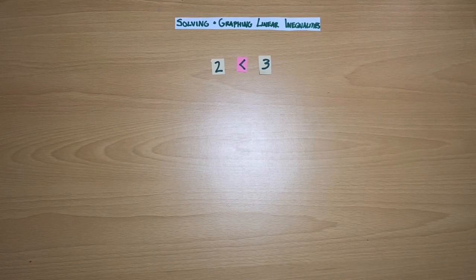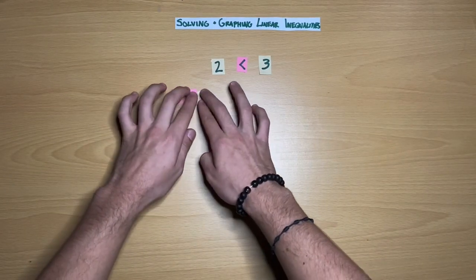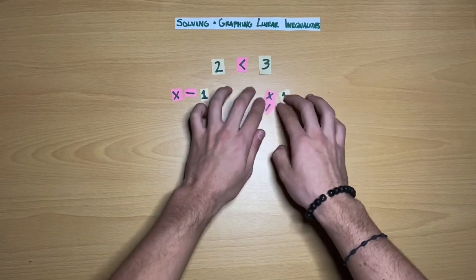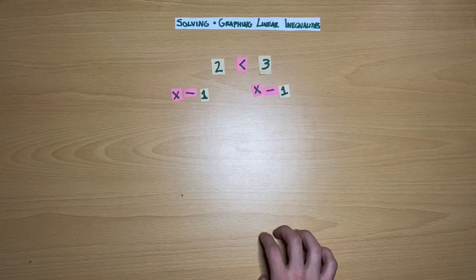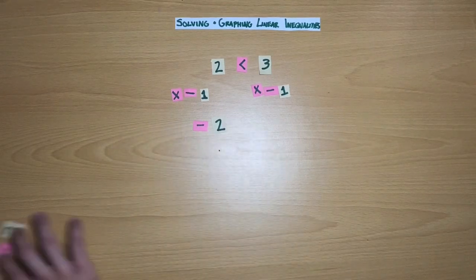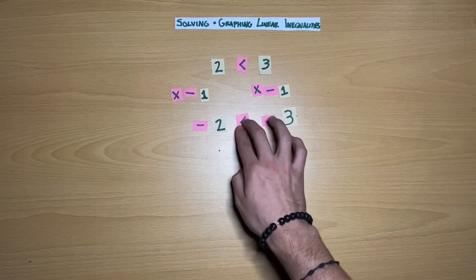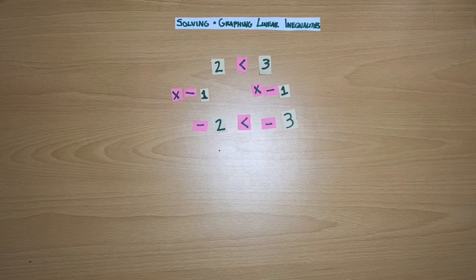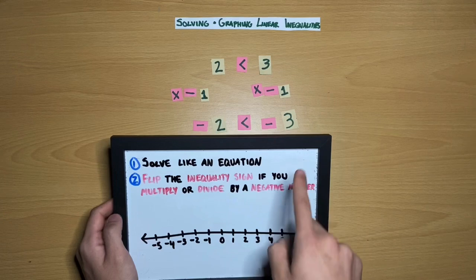But now if we were to multiply both sides by a negative number, so in this case -1, and again multiplying or dividing by -1 would give us the same result, which would be -2 and -3. But if we kept that inequality the same way, that same sign, this would not be a true statement. As you can see here, -2 is less than -3.